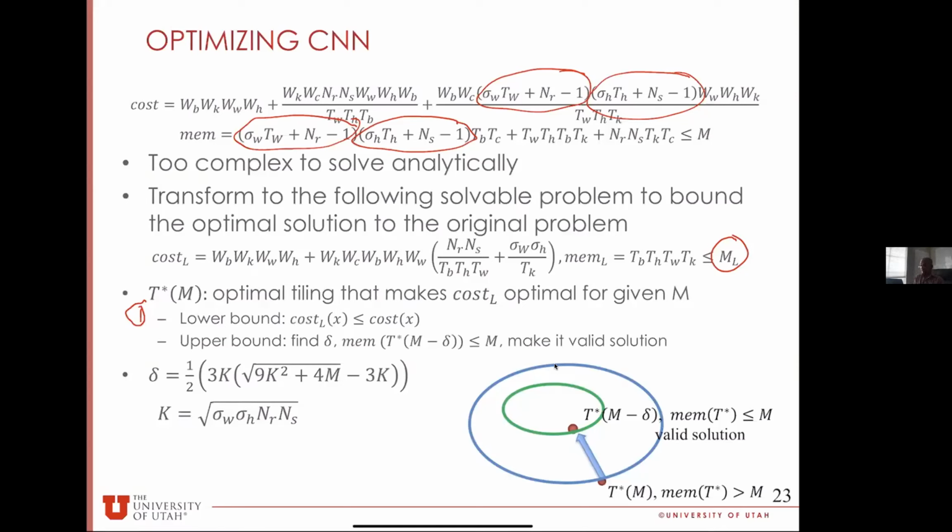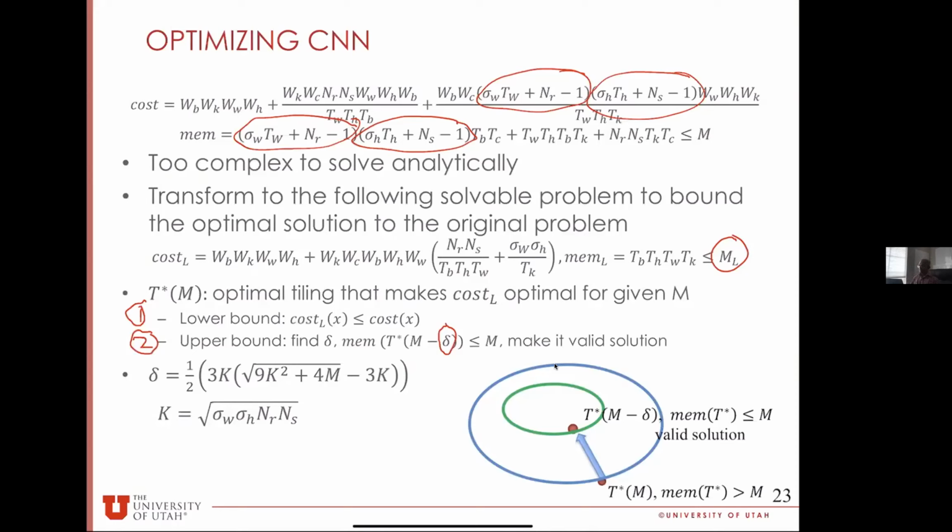And secondly, it acts as an upper bound. We can prove that we can do an upper bounding with respect to the actual problem by constructing a difference amount delta with respect to the memory, such that if we solve the modified problem with a smaller amount of memory, then the tile sizes obtained from the modified problem will actually satisfy the memory requirements to solve the original problem. So essentially, that's sketched at the bottom here.